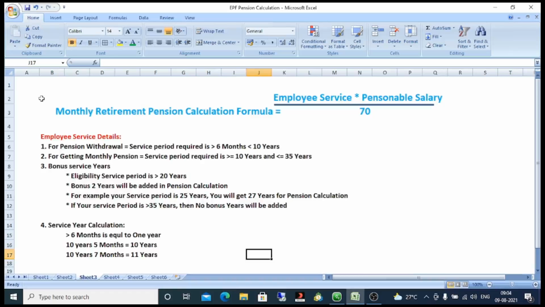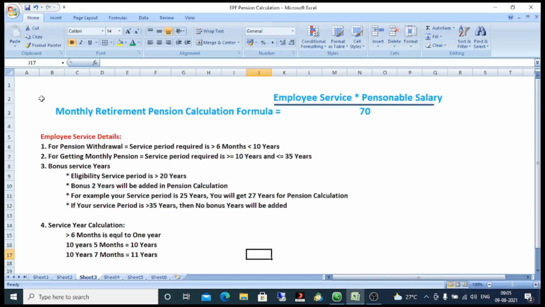Now we will see the employee service details. For pension withdrawal, the person's service should be in the period of 6 to 10 years. And for getting the monthly pension scheme, the service period required is greater than 10 years and less than or equal to 35 years.